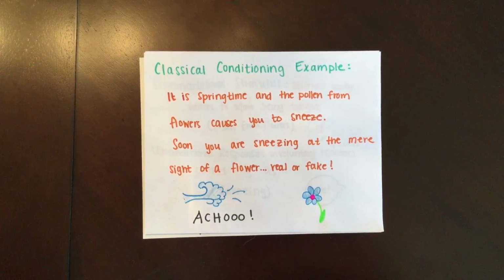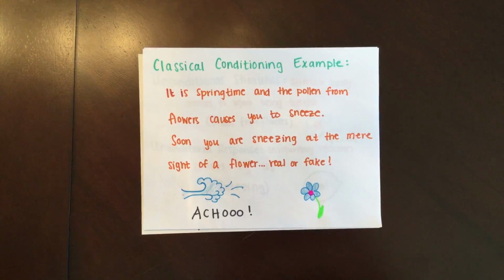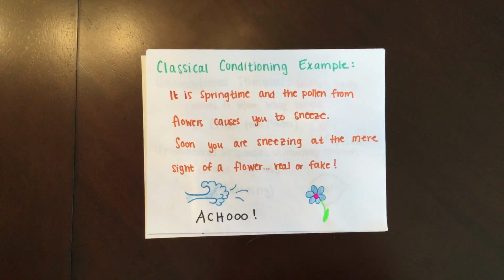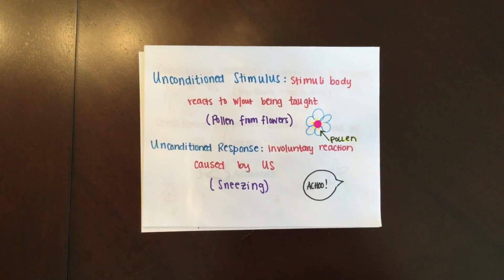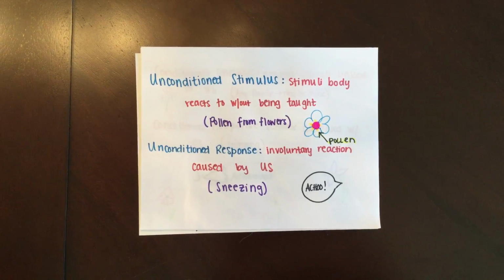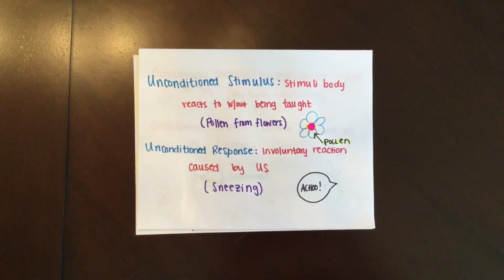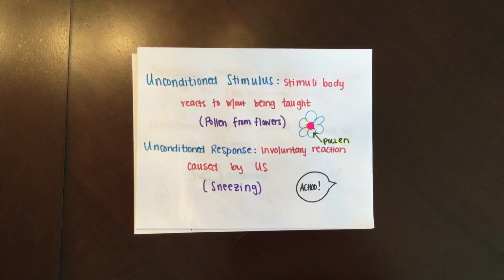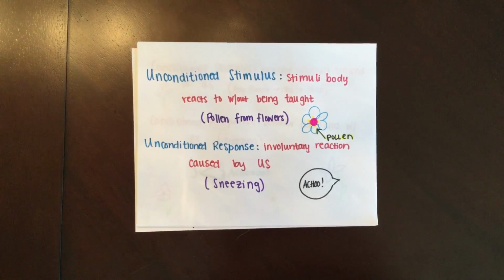Here's an example of classical conditioning. It is springtime and the pollen from flowers causes you to sneeze. Soon you're sneezing at the mere sight of a flower, real or fake. The unconditioned stimuli is the stimuli which the body reacts to without being taught. In our example, the pollen from the flowers would be the unconditioned stimuli. The unconditioned response is the involuntary behavior caused by the unconditioned stimuli, such as sneezing in this case.